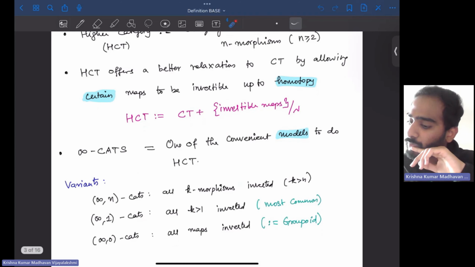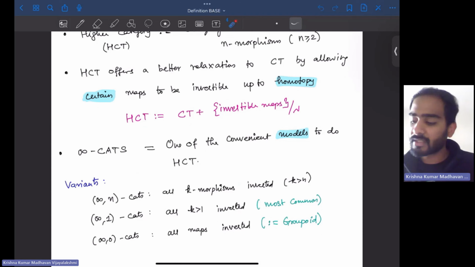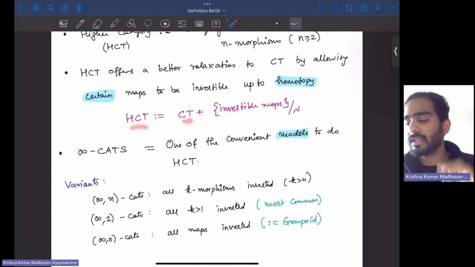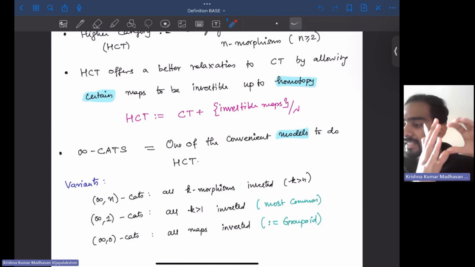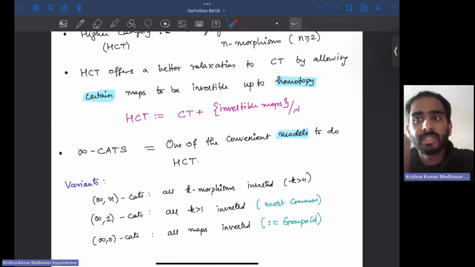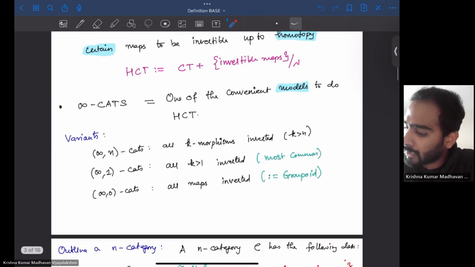And if you want to put this whole thing into a heuristic, we can sum it up like this. Higher category theory consists of ordinary category theory, but then we also have invertible maps which are defined up to some kind of homotopy. Here they would be termed coherent homotopies. Okay.